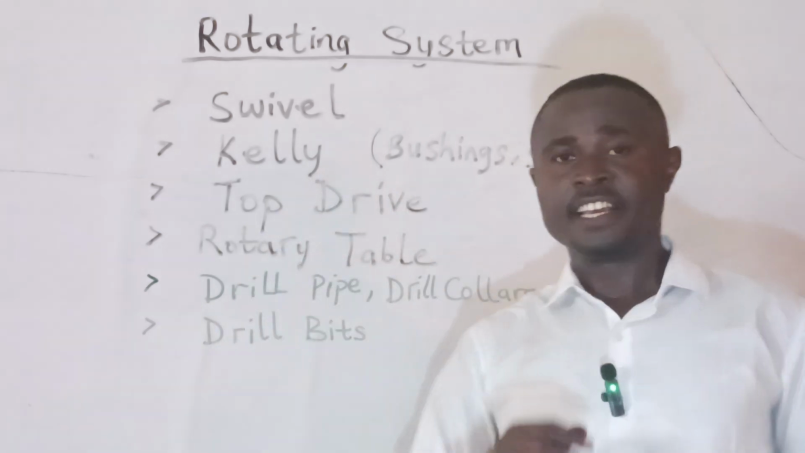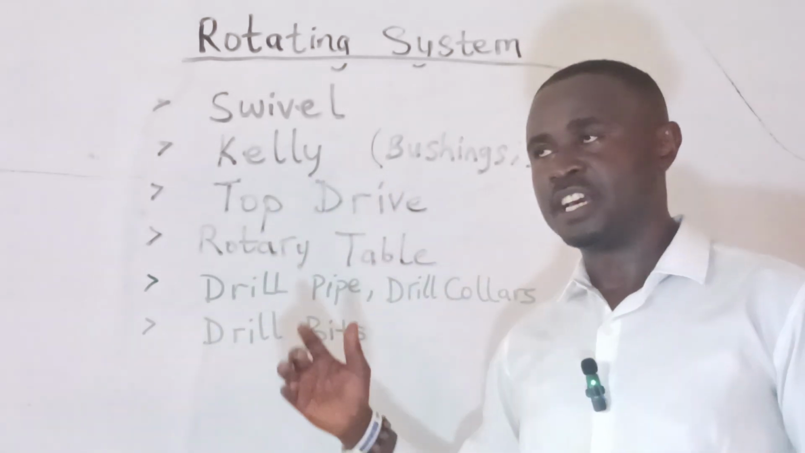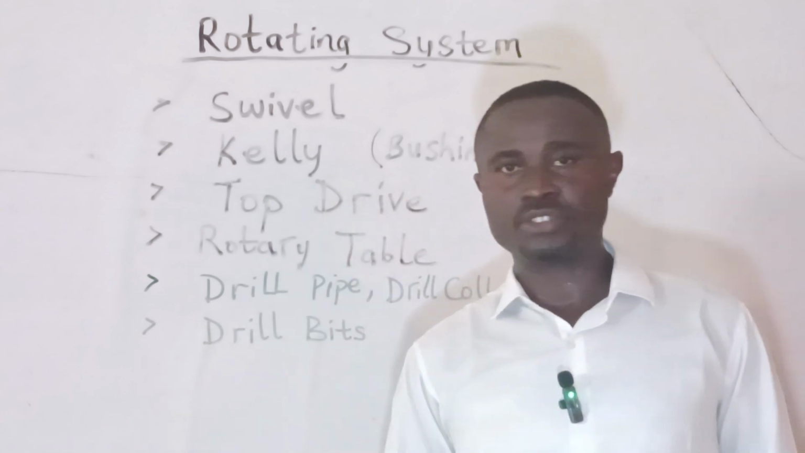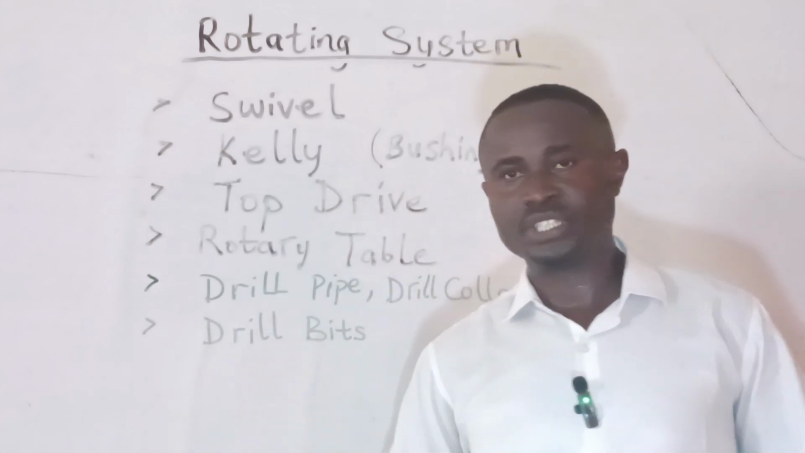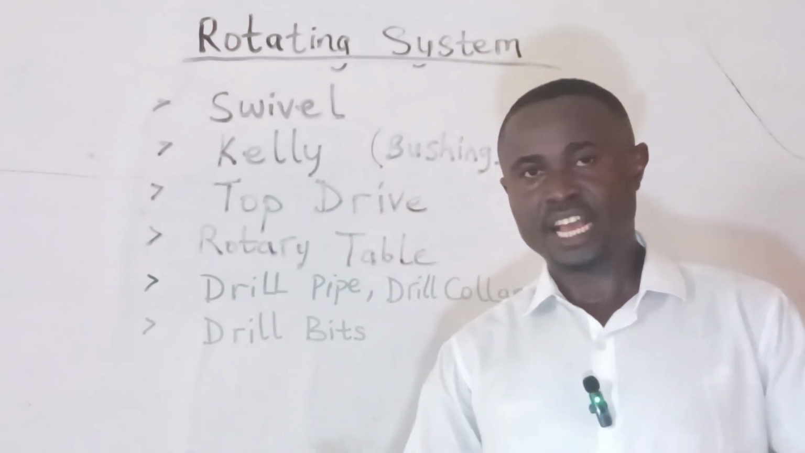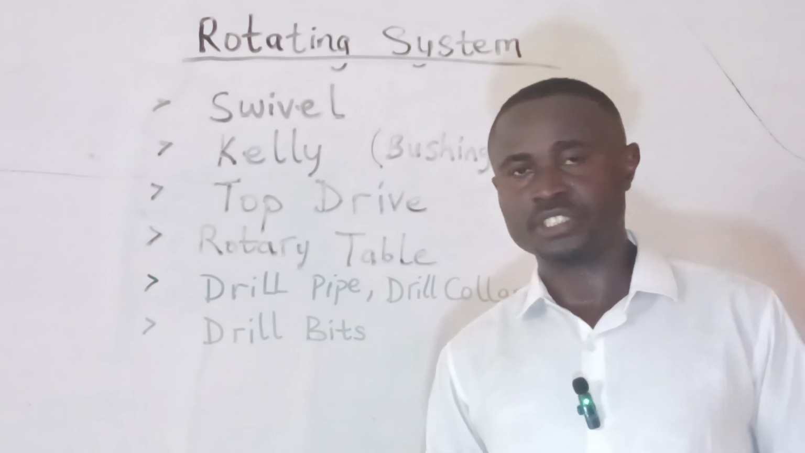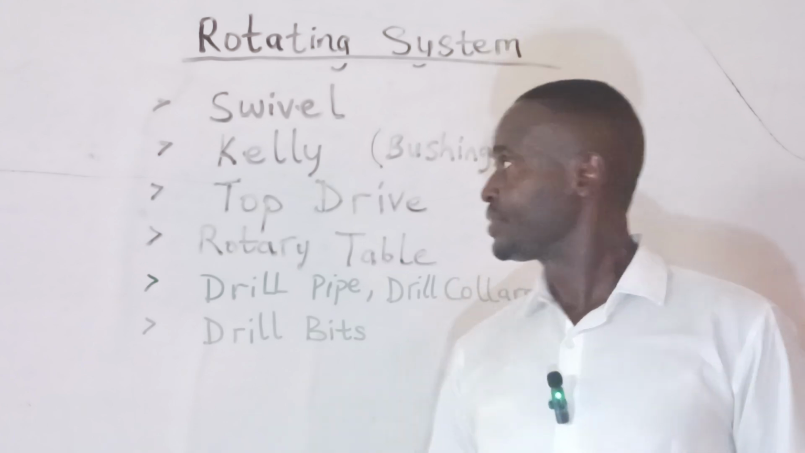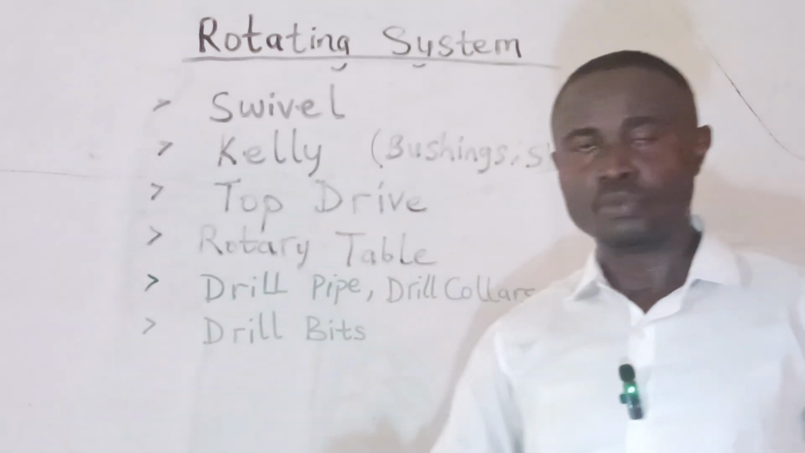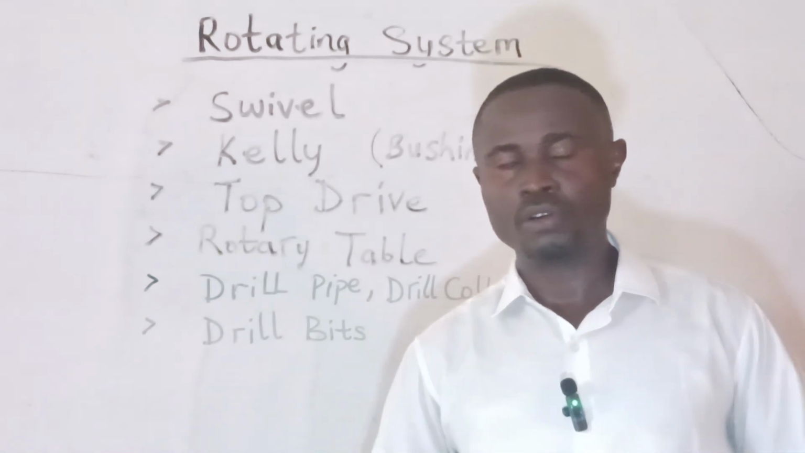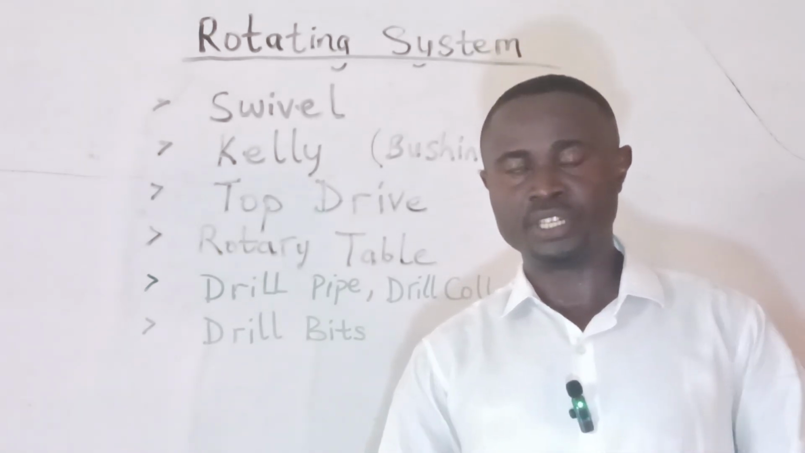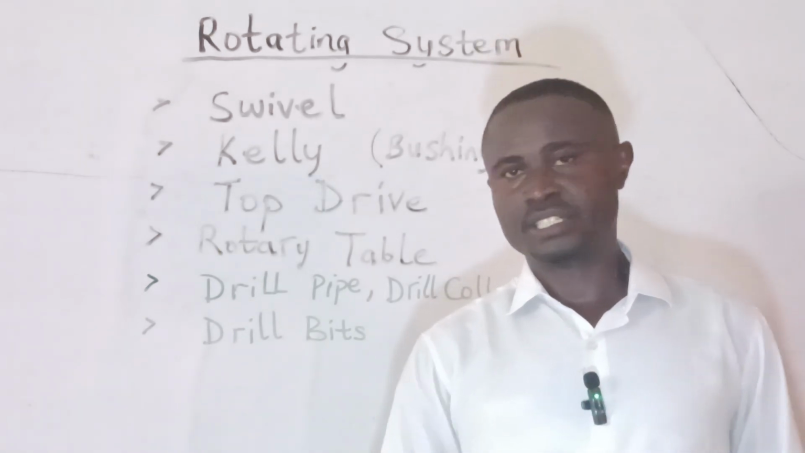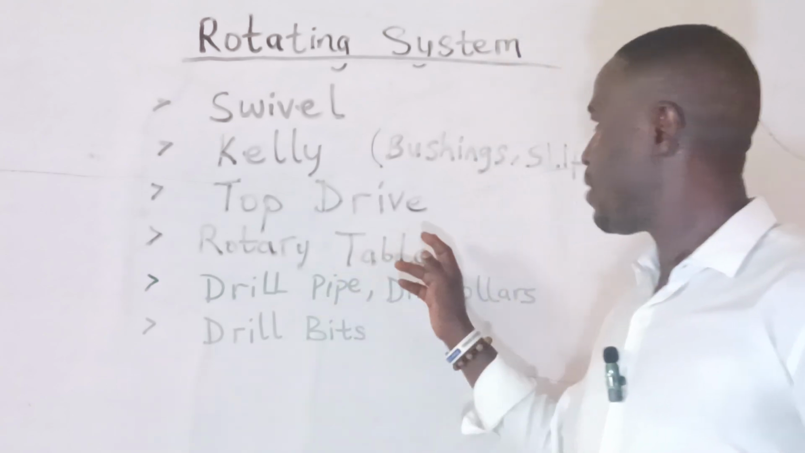The Kelly is unique because it comes with the Kelly bushing attached to it, and the master bushing, that are gears that provide rotation on the rotary table. We have our rotary table, which is at the floor of the drilling rig, providing that rotation that is required.